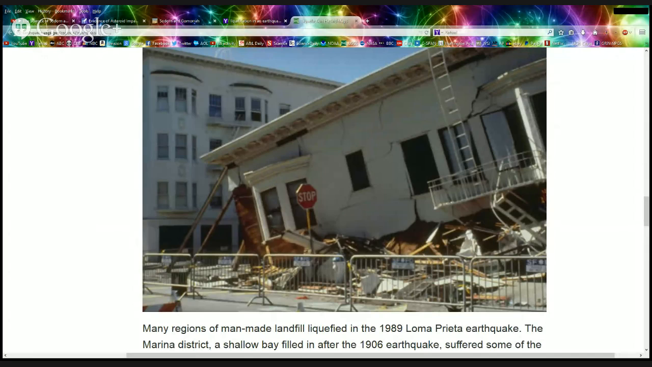That's a picture of the Marina District, and what liquefaction does. Just for everybody, it's one of the nicer pictures, by the way. There's somewhere actually pancaked.